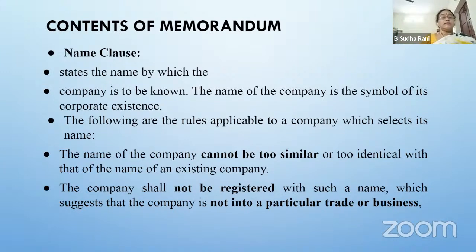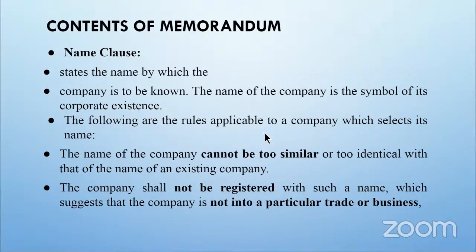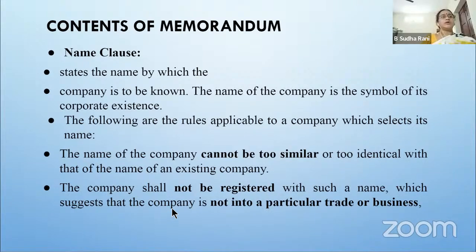Next, if it is a private company, the term private should be added at the end of the company name, like Suguna Chicken Private Limited Company, or TMT Private Limited Company. Like that, if a company is a private company, it should suffix the term private to the company name. If the company is a public limited company, simply limited is enough. So a company should not be registered with such similar names.